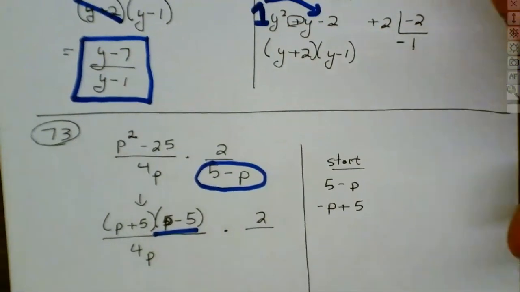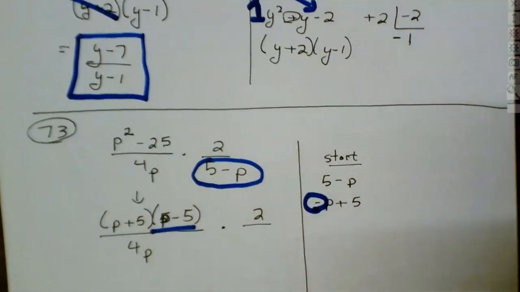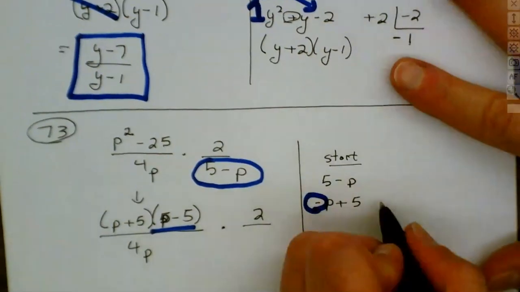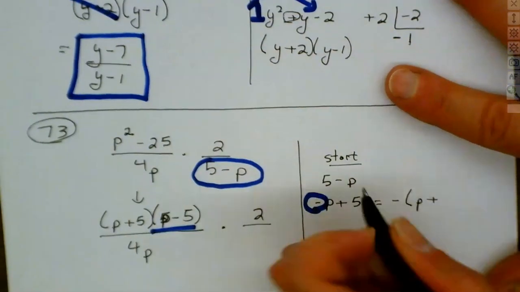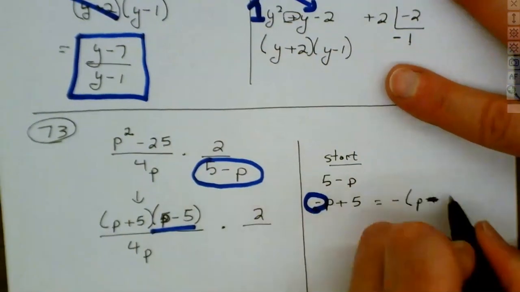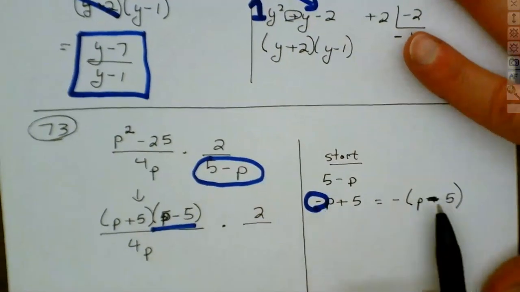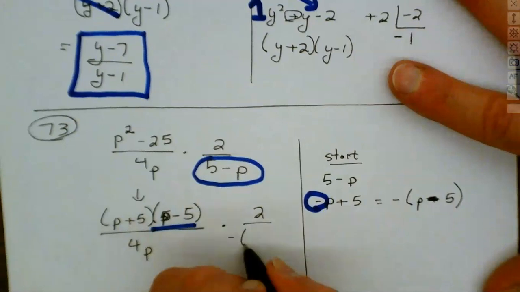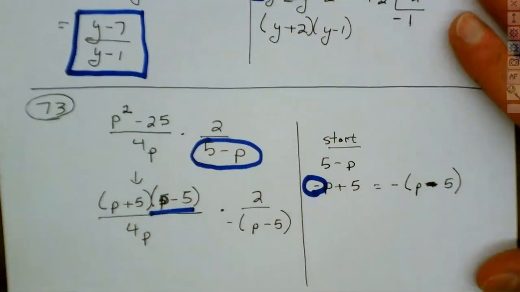What can we factor out of this, though? When we look at this, well, this has a negative. So I'm going to factor out a negative. And that's going to then leave me with the p minus 5, isn't it? Because the negative came out of there. That switched your signs. Is everyone okay with that?